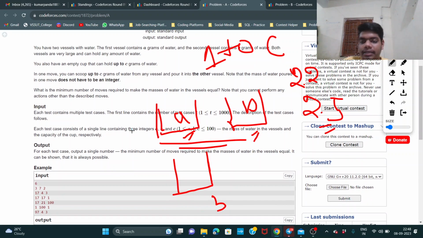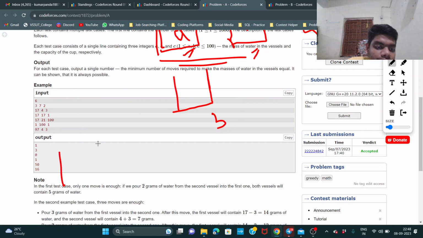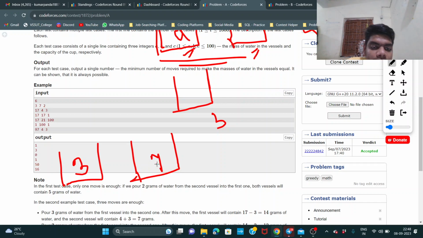This is a pretty simple problem. Just take this example. In this vessel 3 grams of water is present, and in this one 7 grams is present. At most you can take 2 grams of water from either vessel and pour it into the other. You just have to tell the minimum number of moves required to make the water level in both vessels the same.